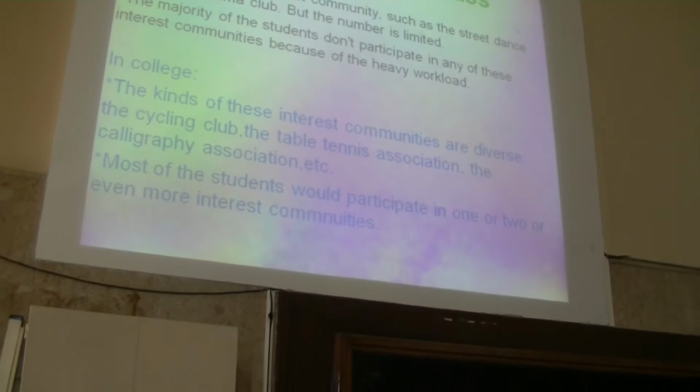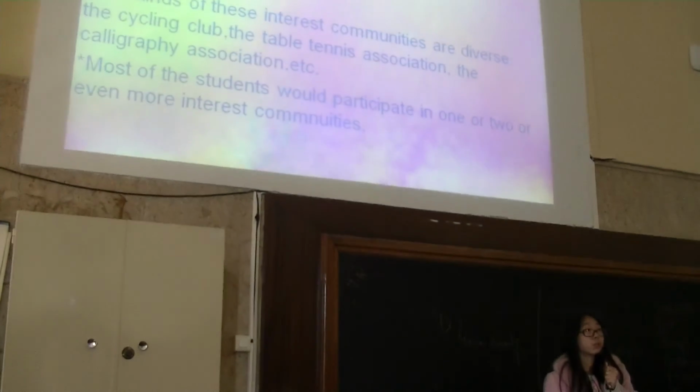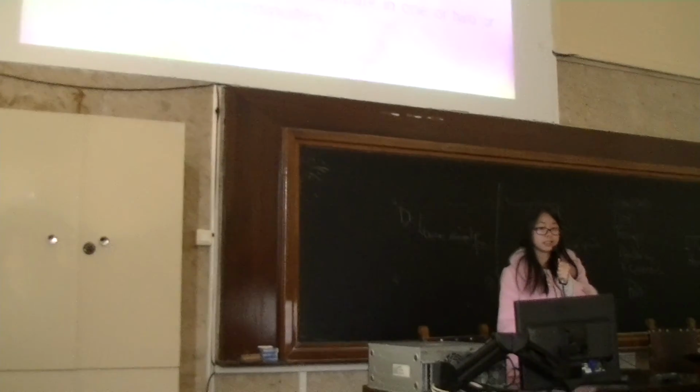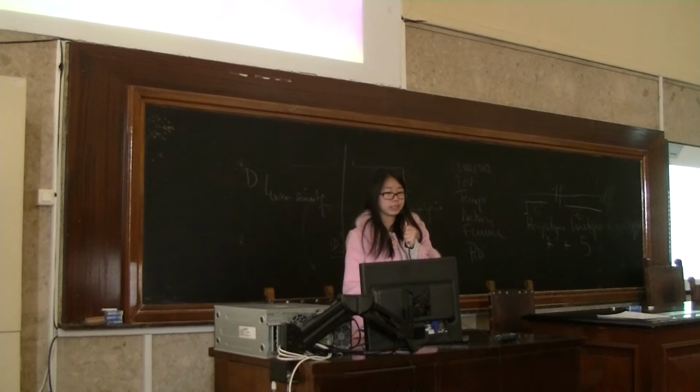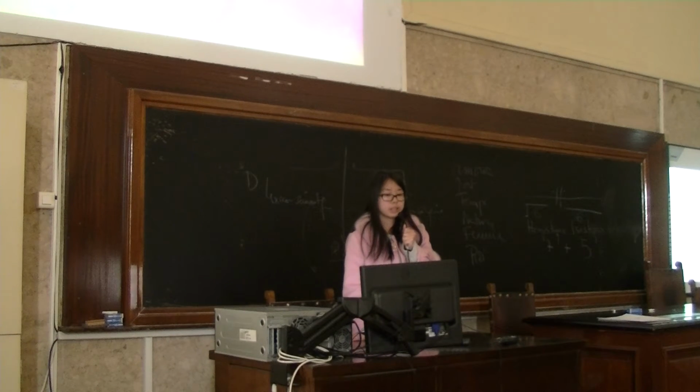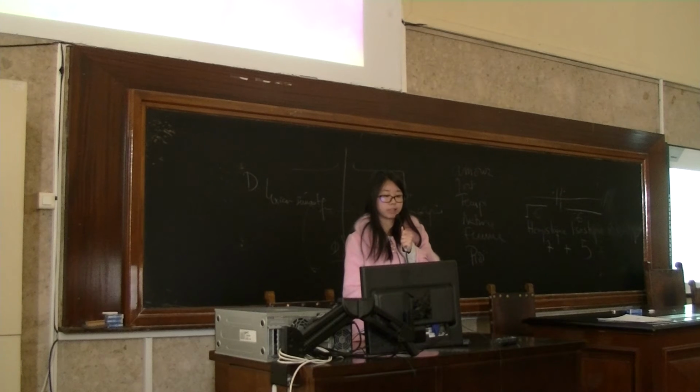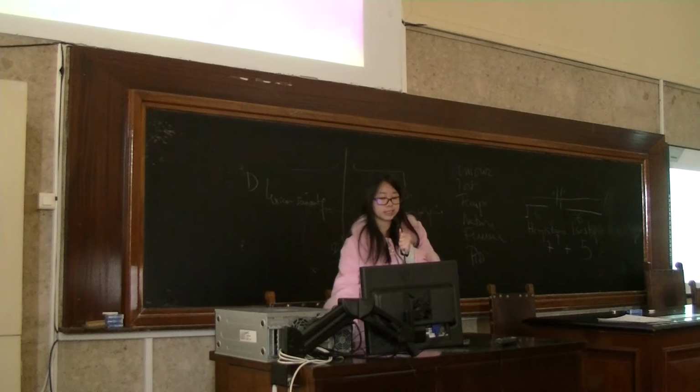And now let's see our leisure time after class. In middle school, there are several interest communities, such as the street dance club or drama club, but the number is very limited. The majority of the students don't participate in any of these interest communities because of the heavy workload. But in college, the kinds of interest communities are diverse, such as the cycling club, the table tennis association, the calligraphy association, and others. Most students will participate in 1 or 2 or even more interest communities.